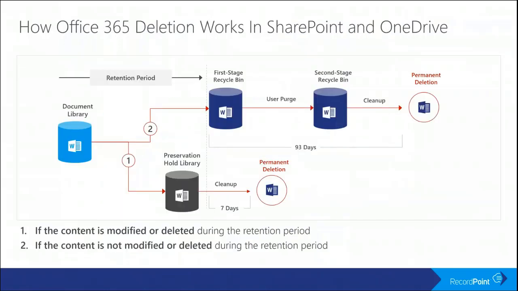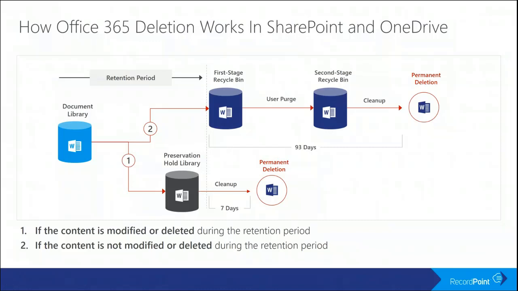So remember when I said, let's talk more about that preservation hold library? This is how the deletion of content works in SharePoint and OneDrive. First of all, you have your content in your document library, and then it's being kept by a retention policy. If the content is modified or deleted while this retention period is in effect, which often happens, a copy of that is actually going to be kept in the preservation hold library. It's a hidden library that's accessible by site collection admins. So an end user or someone with just contribute rights wouldn't be able to see this library. If it's not modified or deleted, it won't go in that preservation hold library. But when does that happen?